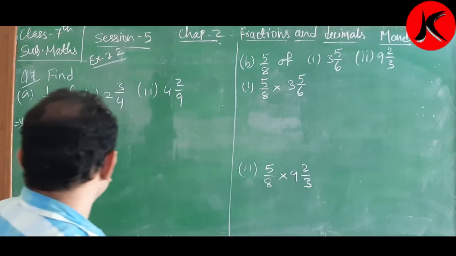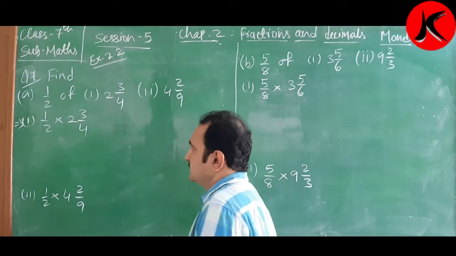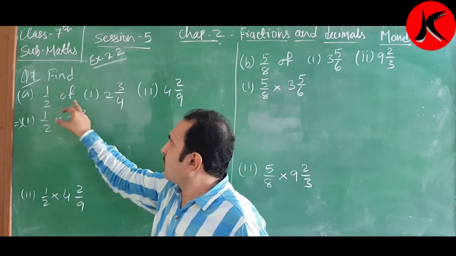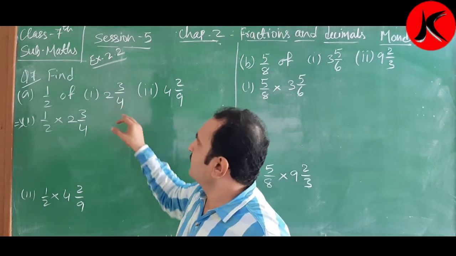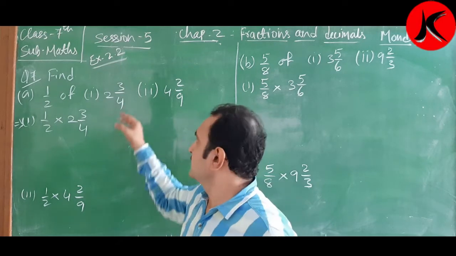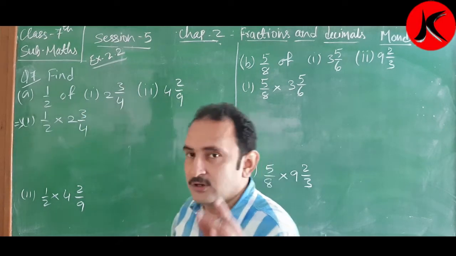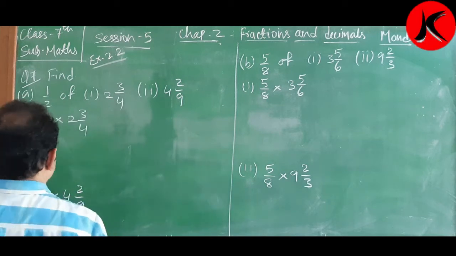Now next question, children. Question number 7. Find half of 2 into 3 upon 4, and half of 4 into 2 upon 9. Two questions inside one. I'll solve the first.